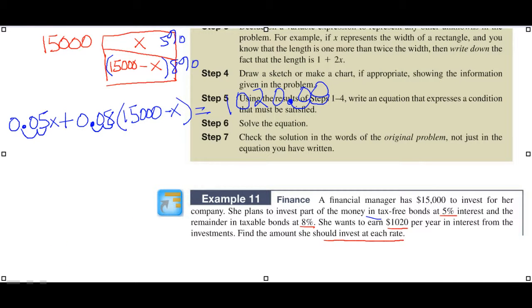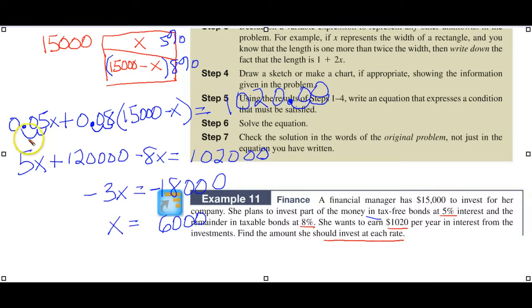So I will work this for you. So this is 5x. Multiplying 8 times this, I get 120,000. 8 times the negative x is a negative 8x equals 102,000. Then I group like terms. I get a negative 3x. Subtract this from both sides. I get a negative 18,000. Divide both sides by a negative 3. I get x equals 6,000.